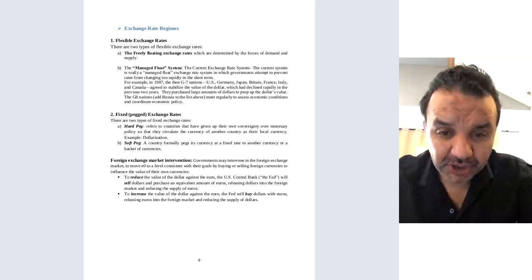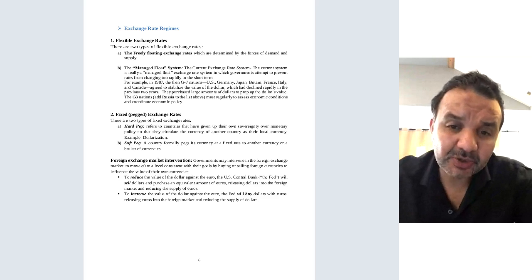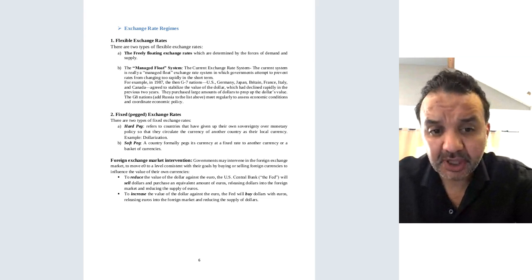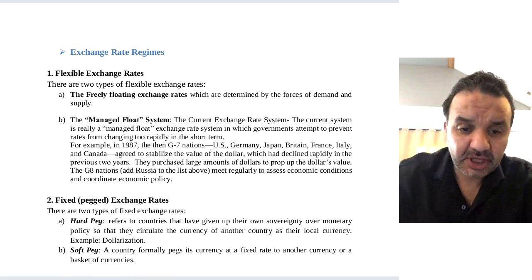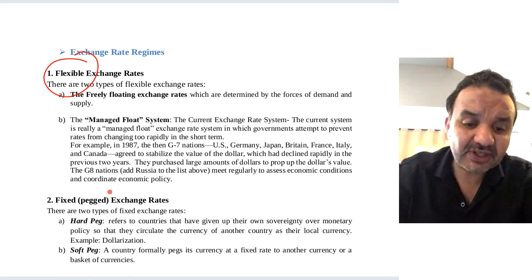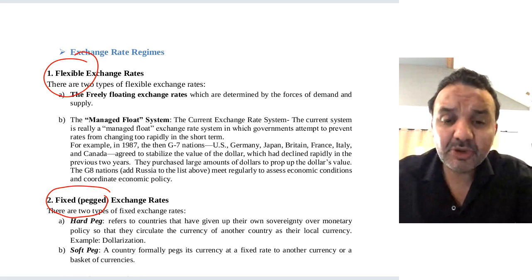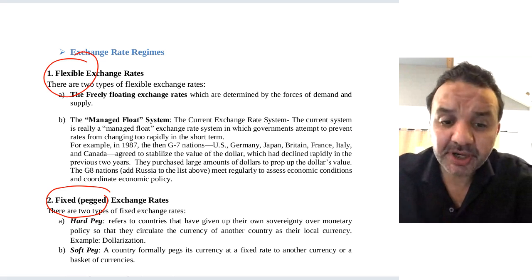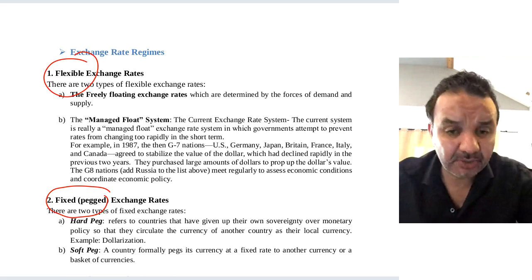Exchange rate regimes. We have two main types of exchange rate regimes. The first one is flexible exchange rate, and the second one is called fixed or pegged exchange rate regime. Flexible exchange rate regime, by its name, you can guess that there's no intervention by the government.